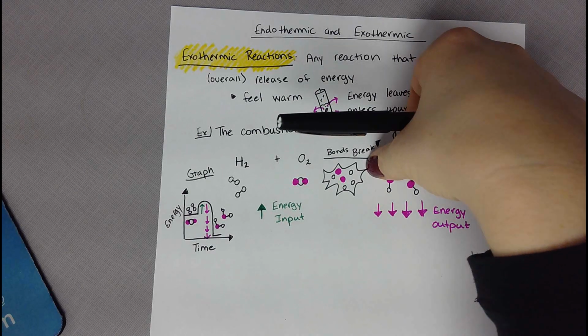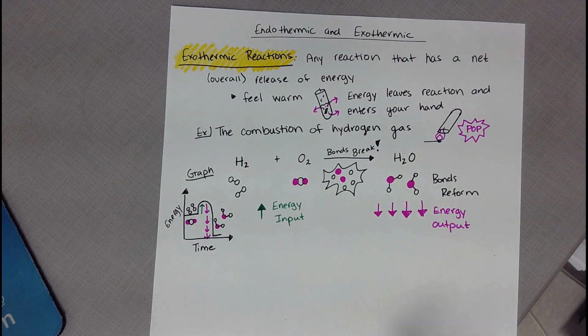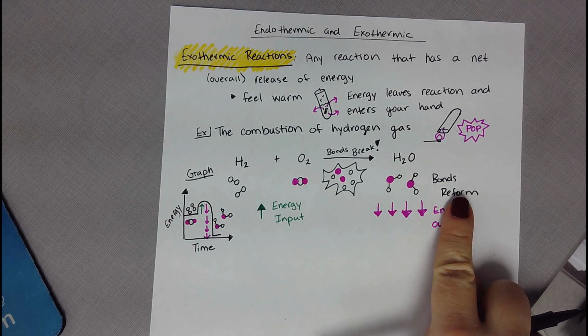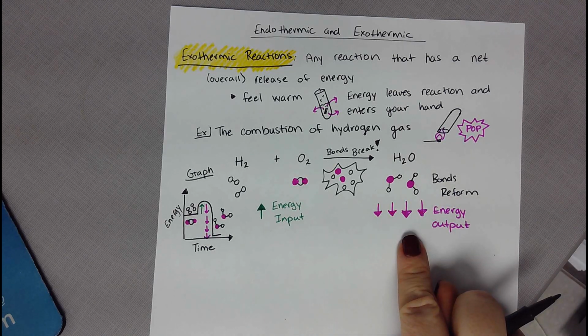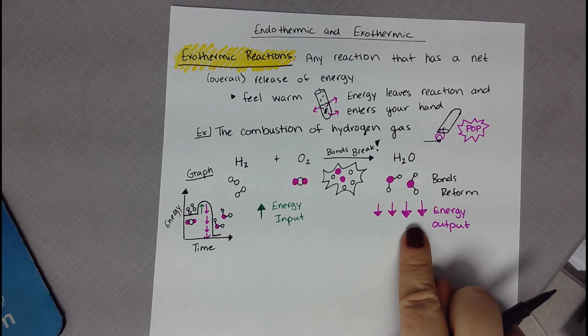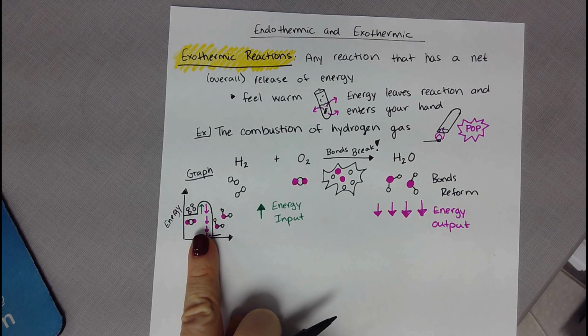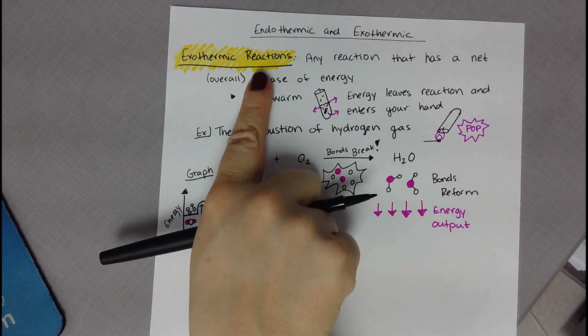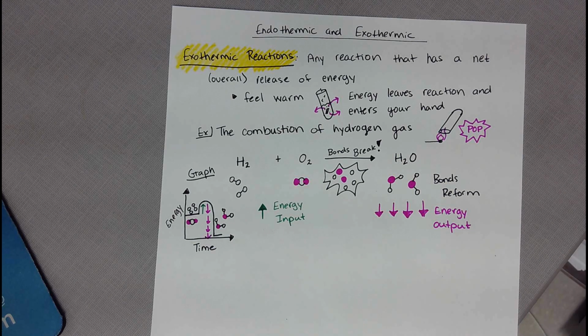This is a very unstable configuration, so bonds are going to reform, and the reforming of those bonds means I'm going to release some energy. Anytime I release more energy than I input, I'm going to have an exothermic reaction.